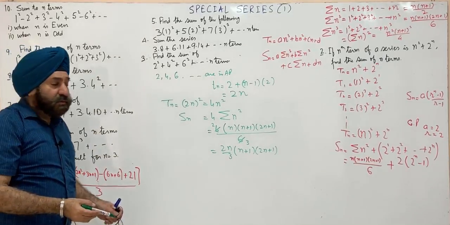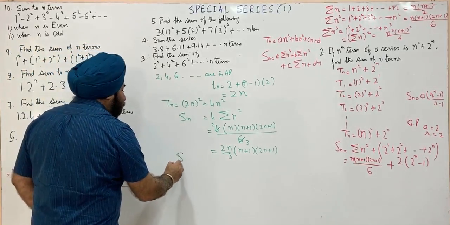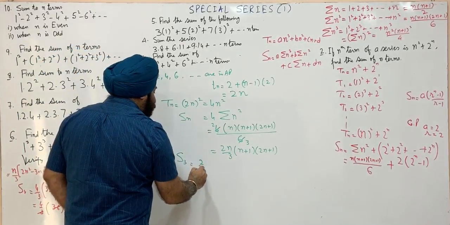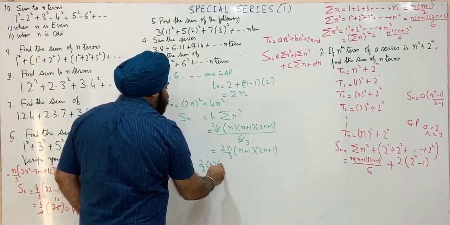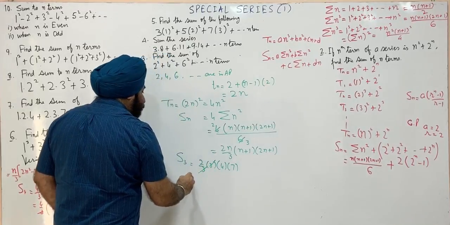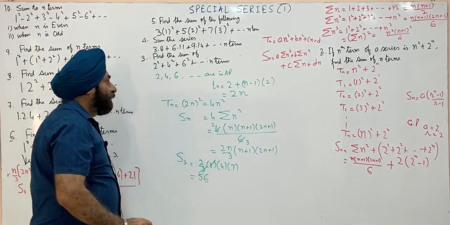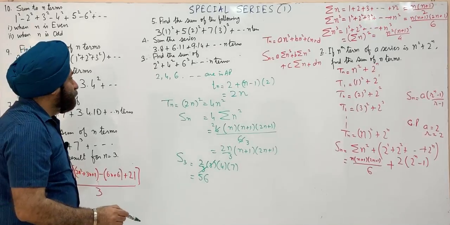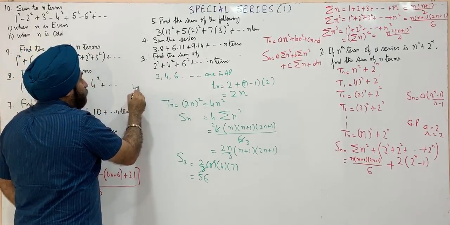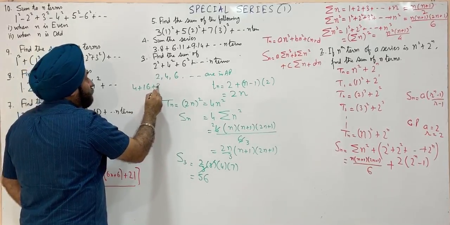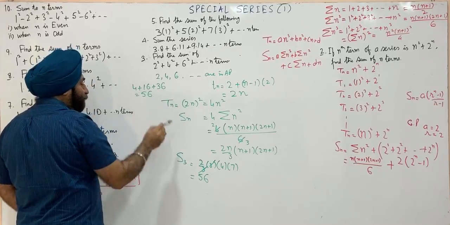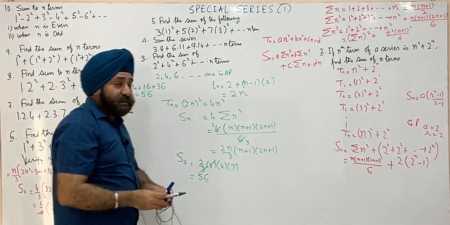We can check our answer. Let's find out sum of first three terms. For that we put n is equal to 3 here. This is 2 by 3 into 3. 3 plus 1 is 4. 3 into 2, 6 plus 1, this is 7. This will be 56. And what is sum of first three terms otherwise? The first term is 4. Second term is 4 square 16. This is 36. So this is 20 plus 36. This is also 56. This verifies the answer.